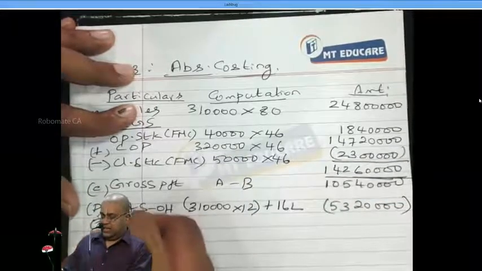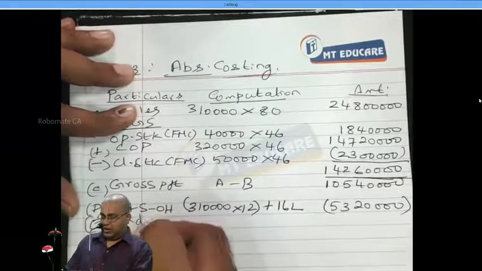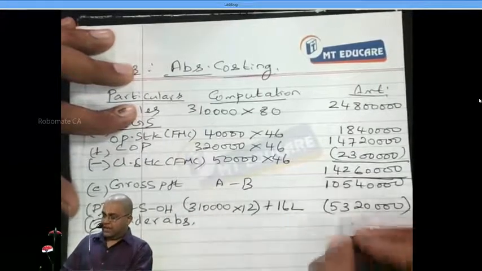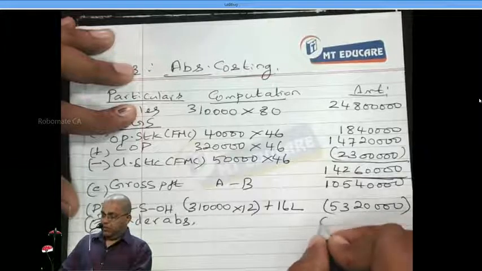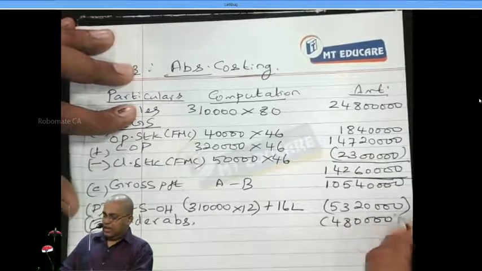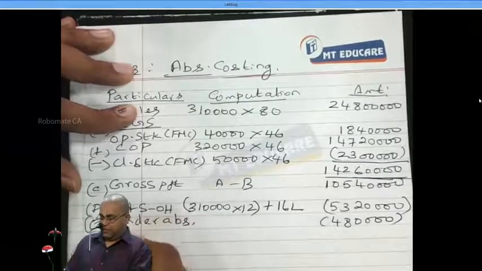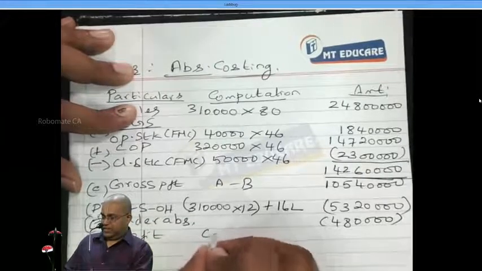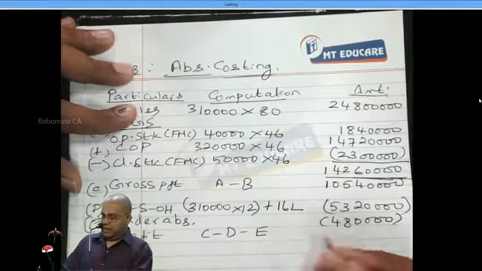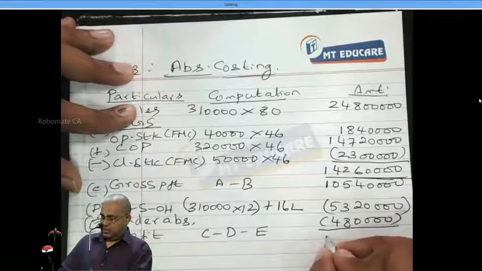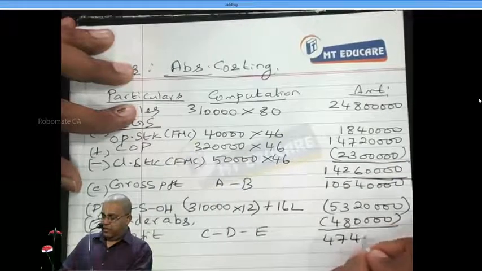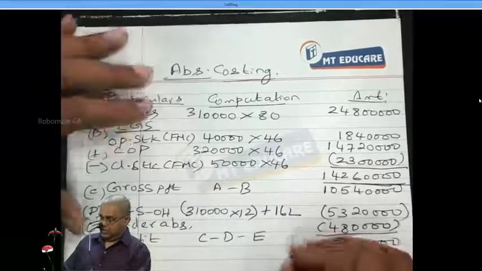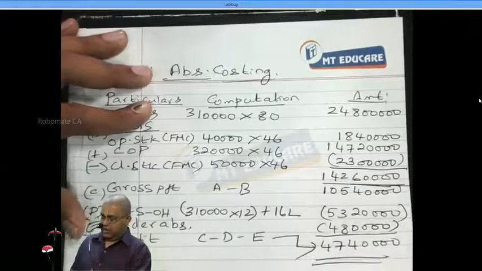Next E. E is what? Under absorption. Under absorption should be added or subtracted? How much should be subtracted? 4,80,000. It is debited against profit, so subtract. Now, F is what? Profit. F is profit. It is C minus D minus E. What is the number? 47 lakh 40,000. Profit is 47 lakh 40,000. Everybody, are you understanding it or not?